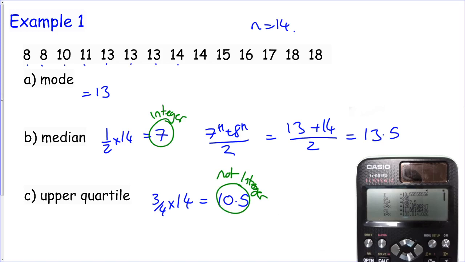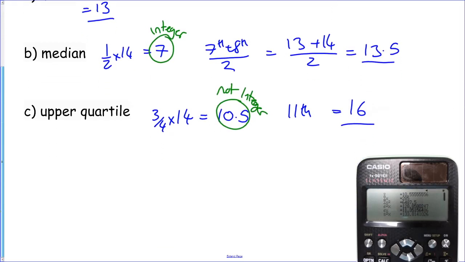Let's tidy that up. The 11th thing. So counting through, we have 1, 2, 3, 4, 5, 6, 7, 8, 9, 10, 11. So this is 16. Okay. That's that for that one.